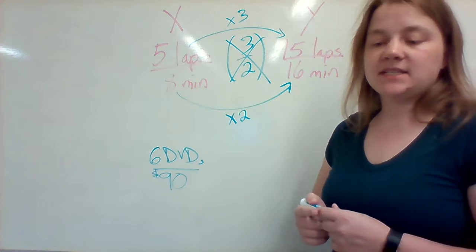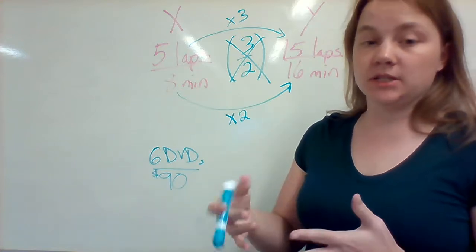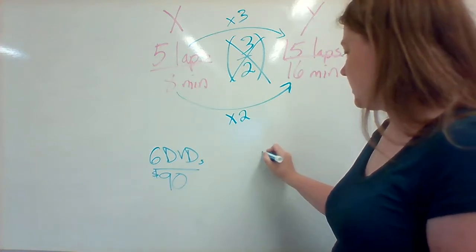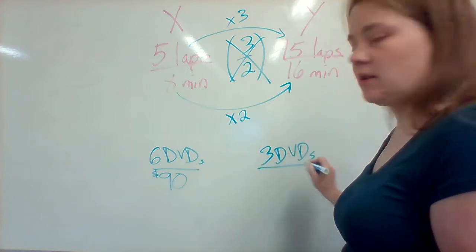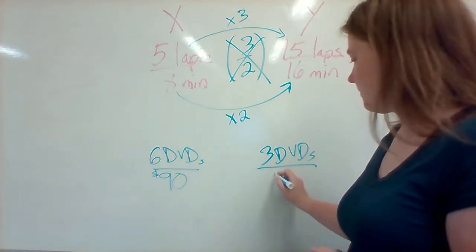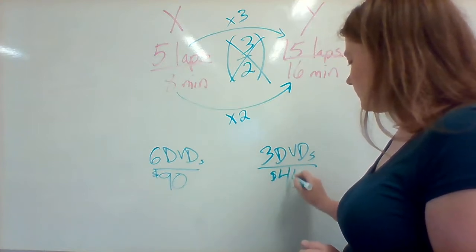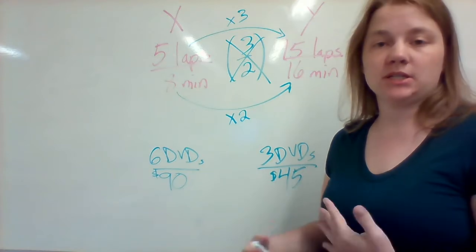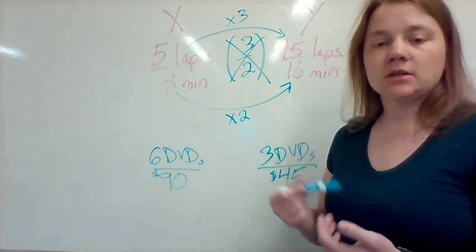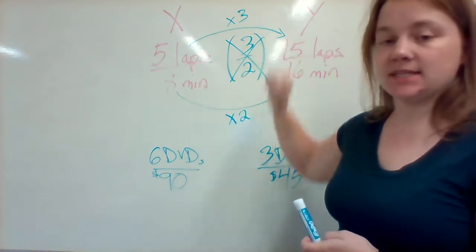If you can buy 6 DVDs for $90, there's another deal that says you can buy 3 DVDs for $45. And what we want to know is, is this the same deal, or are you getting a better deal on one versus the other? So here's what I'm going to look at. Same thing as up here.